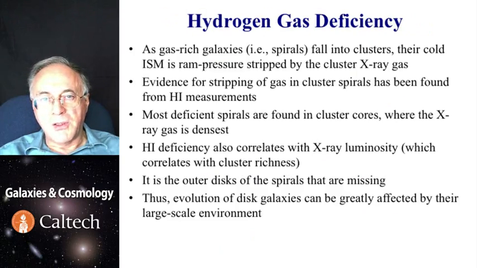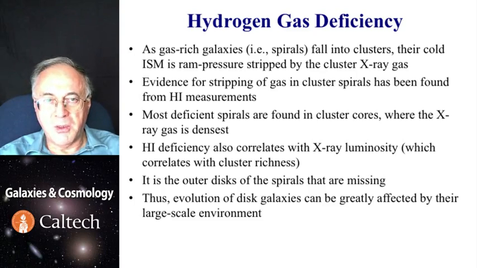Now let's turn to galaxies in clusters. One thing that will happen as a galaxy, like a spiral galaxy like the Milky Way, plows through that X-ray gas, is that it'll get stripped of its neutral hydrogen just because of ram pressure stripping.